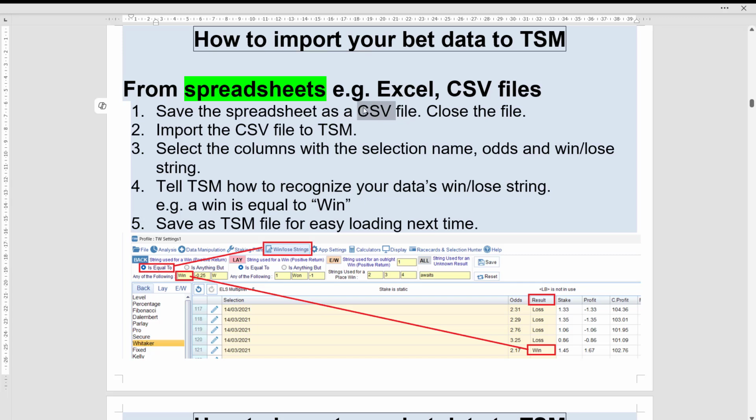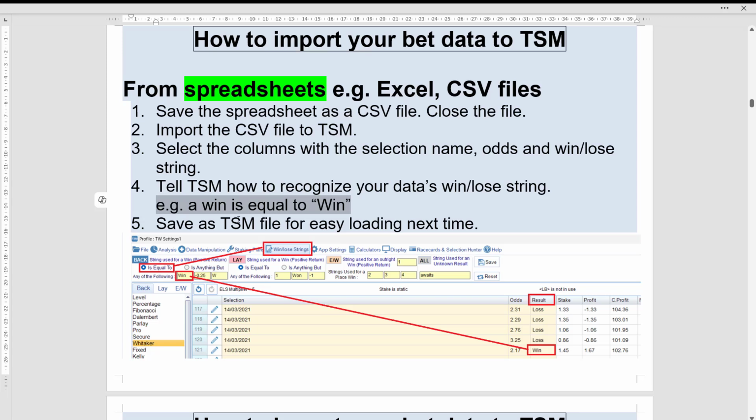When you have a spreadsheet, save it as a CSV file, close the file, import the CSV file to TSM, select the columns with the selection name, odds, and win-lose string. And this next step is important. Tell TSM how to recognize your data's win-lose string. In this case, tell it a win is equal to win.